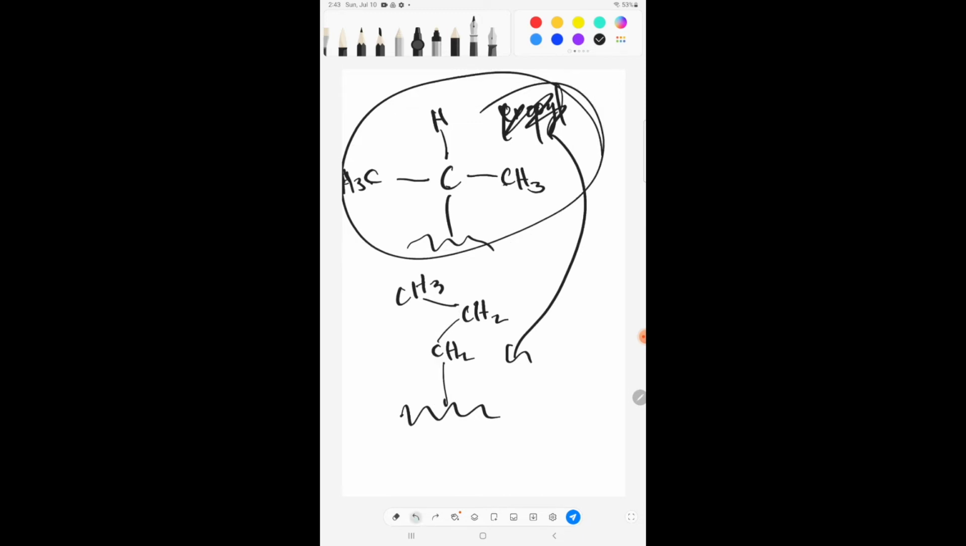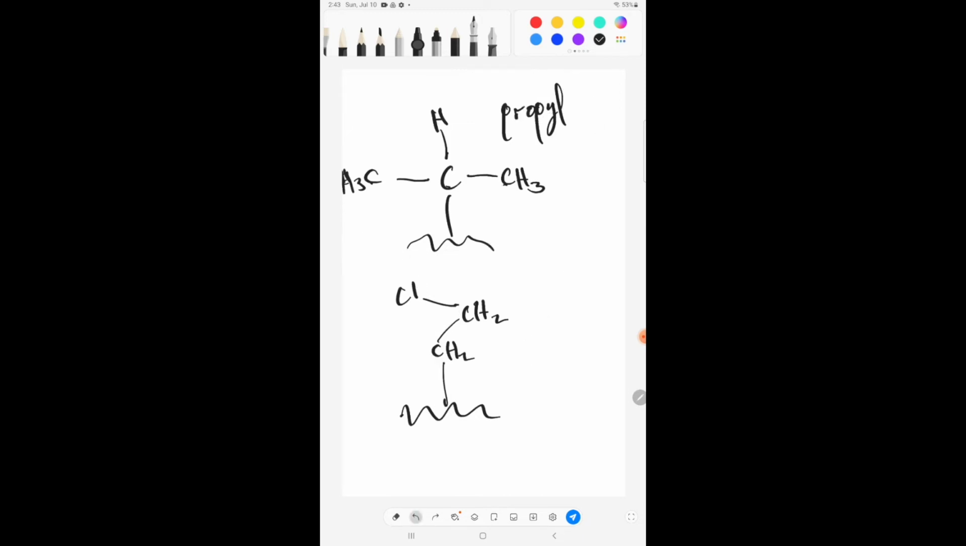So what do we call this top one then? Well, since it's in the middle, there's this evenness of the propyl group. So we call it isopropyl. It's even. It's in the middle. So iso means in the middle. So isopropyl.